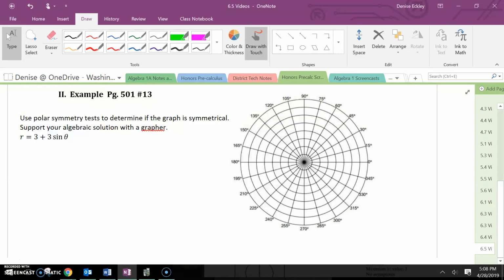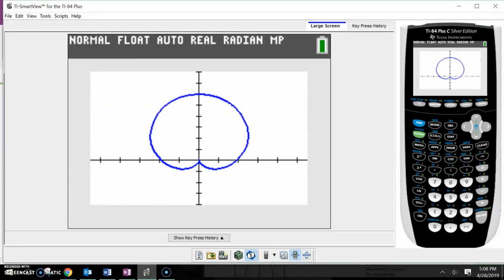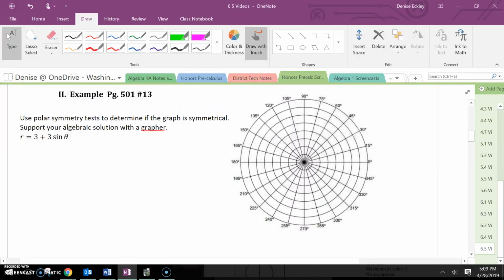Now we're going to do this backwards since we're just starting out. We're going to look at the graph first, see if we can determine the symmetry, and then verify it using one of our symmetry tests. So I graphed this one in the 84. The next example I will graph using the Inspire. And so what you can see is that when you look at this graph, it is symmetrical about the y-axis. So we have y-axis symmetry. So we're going to use the y-axis test to determine our symmetry.